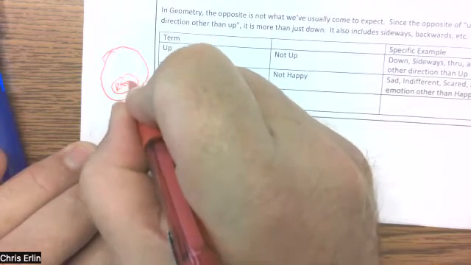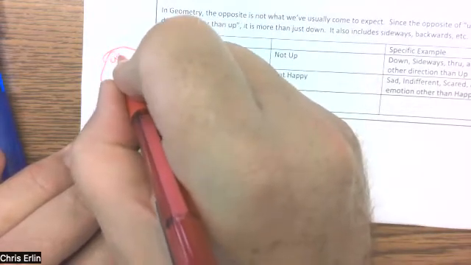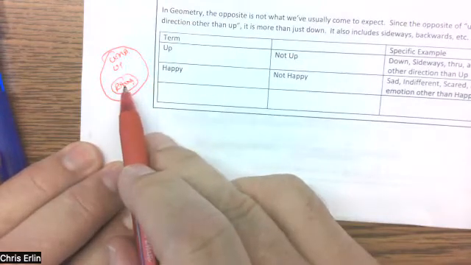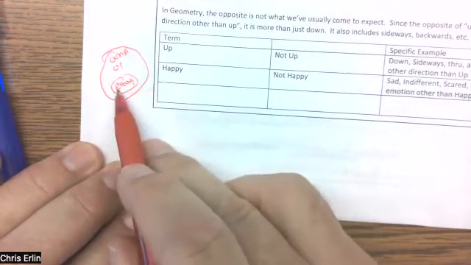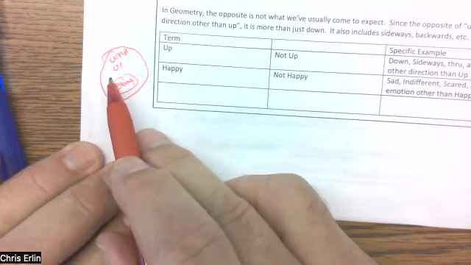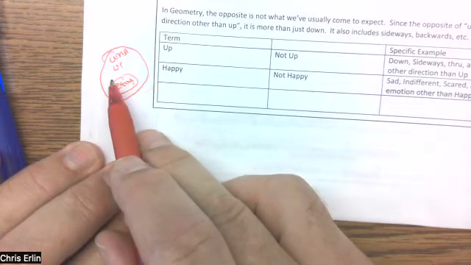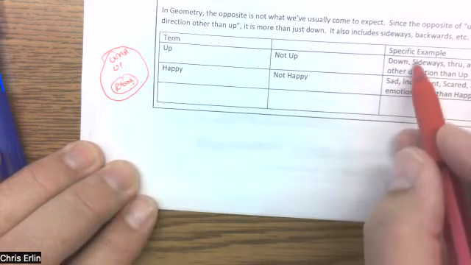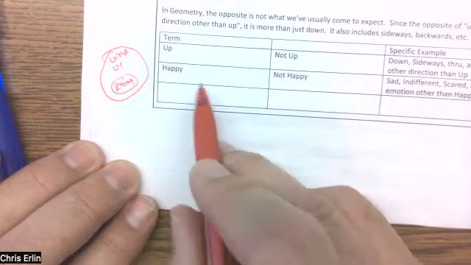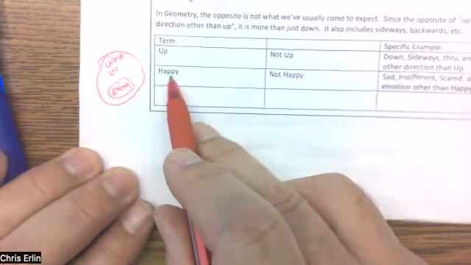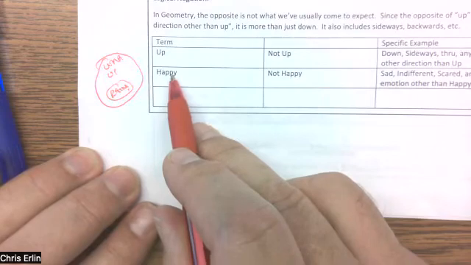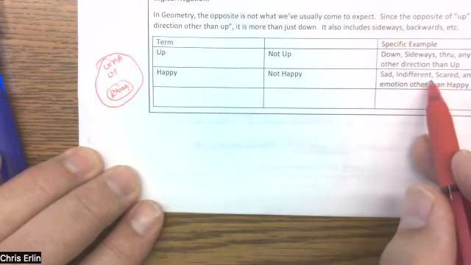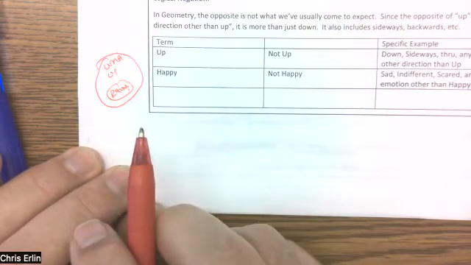Let's say it's raining. Then I put my umbrella up. If I want to find the contrapositive where I say I didn't put my umbrella up, that could be that I put my umbrella down, that I put it sideways, or that I left it at home. Any direction other than up. If I'm trying to find the logical negation of happy, what's the opposite of that? Which really could be sad or indifferent or scared, any other emotion besides happy.